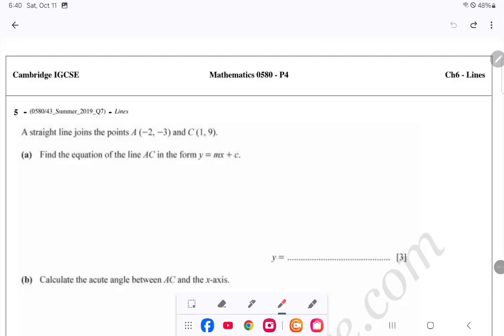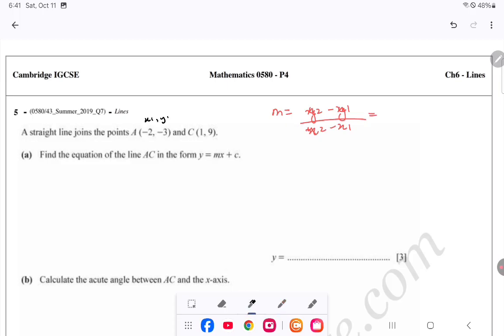In question 5, a straight line joins the points A(-2, -3) and C(1, 9). Find the equation of line AC in the form y = mx + c. To calculate m, the gradient is (y2 - y1) over (x2 - x1).